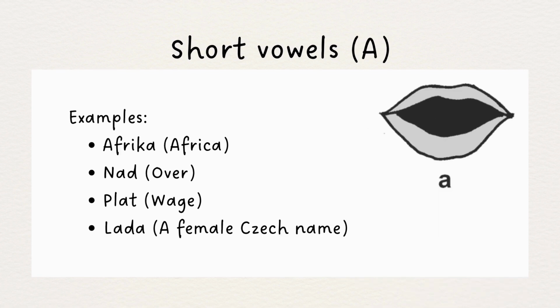A is pronounced with your mouth wide open and in the back of your mouth. You can see in the picture how much the mouth is open compared to the previous vowels. Say it with me. A.